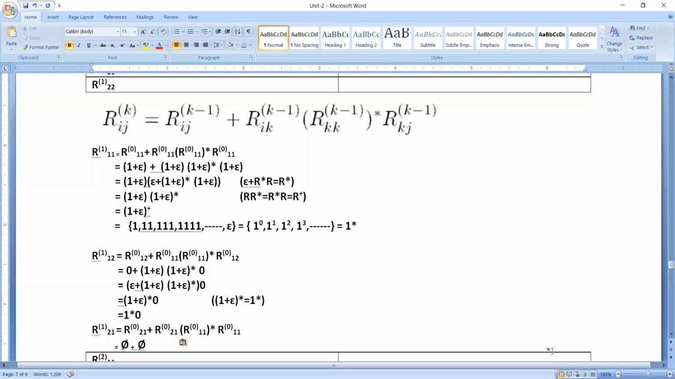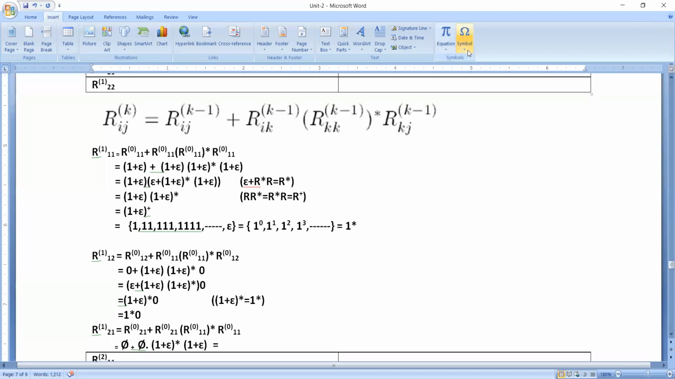Right. So this one is 5 into, so what is this R11 power 0? We already know R11 power 0 will be this one, (1 plus epsilon) whole star into (1 plus epsilon), because R11 power 0 is 1 plus epsilon. Now we already know that anything multiplied with 5 will be 5, and anything you add to 5 will be 5. That's the reason why the entire result of this expression will be 5 only.